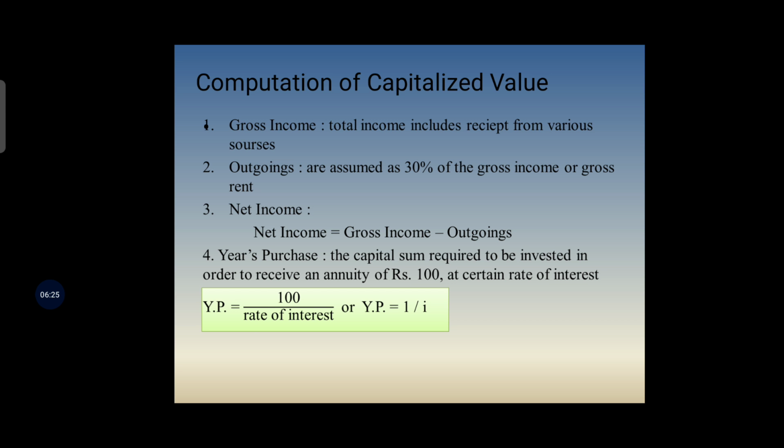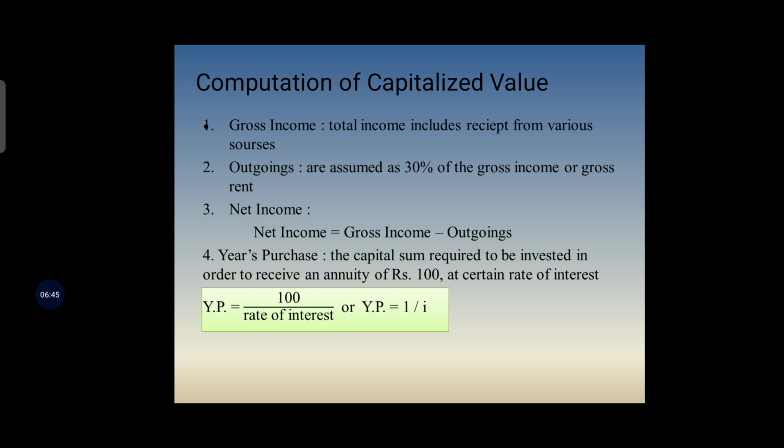The first one is gross income. It is the total income and includes all receipts from various sources. The outgoings and the operational and collection charges are not deducted. Second, outgoings.